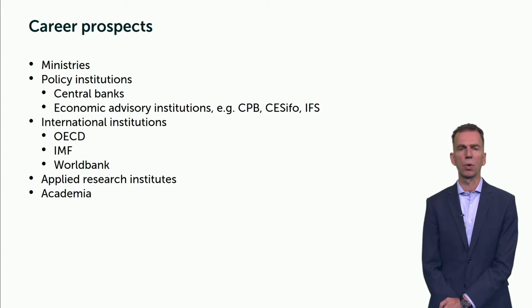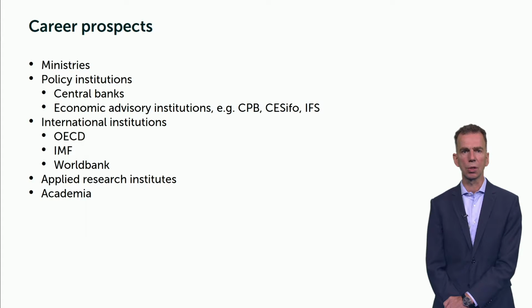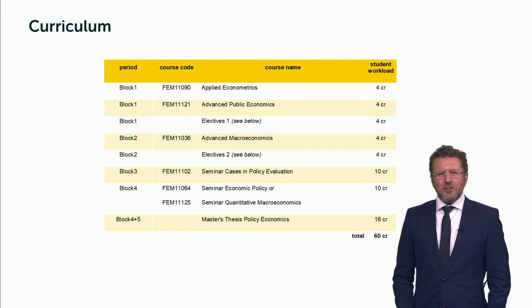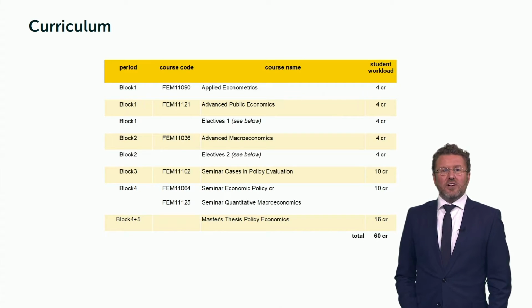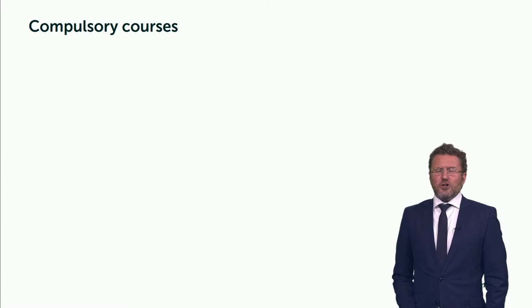But we are not only focused on working at the government, some of our graduates are really working in academia. We have some students who have already finished their PhD and are now working in universities abroad. So the curriculum of the Master Policy Economics can be seen on the screen, and we will shortly guide you through it. The curriculum consists of compulsory courses, which you see here, and of elective courses that you see on this slide. The compulsory courses first.